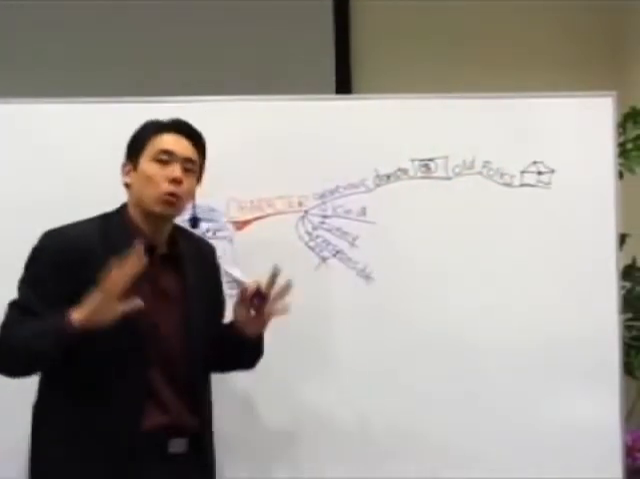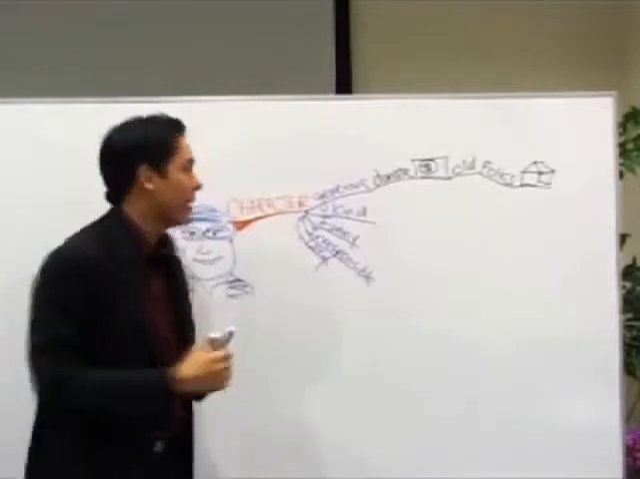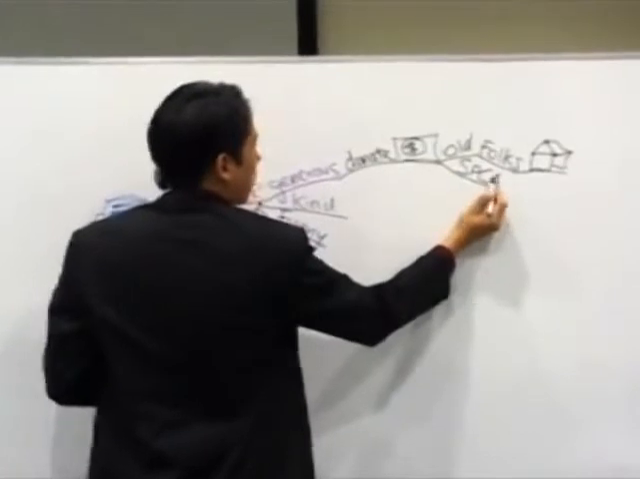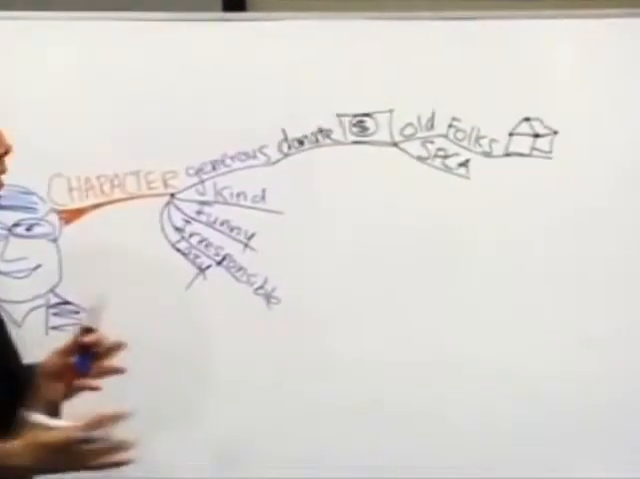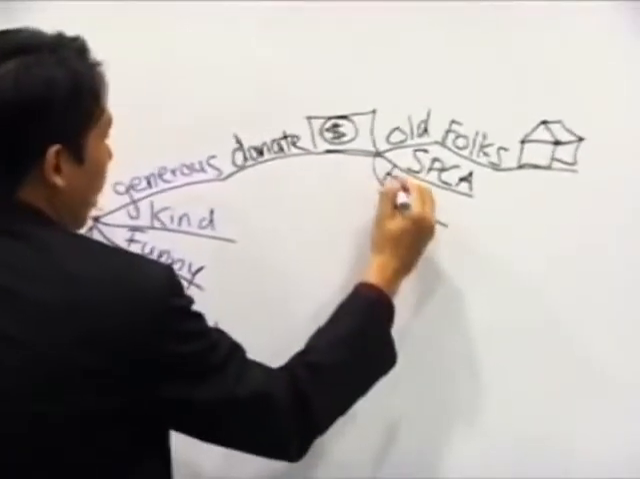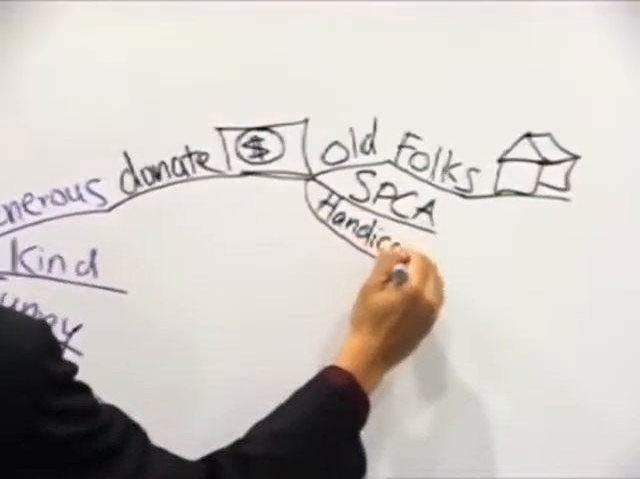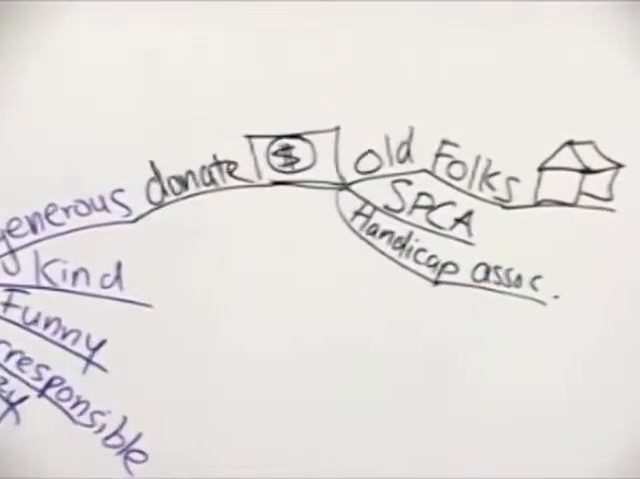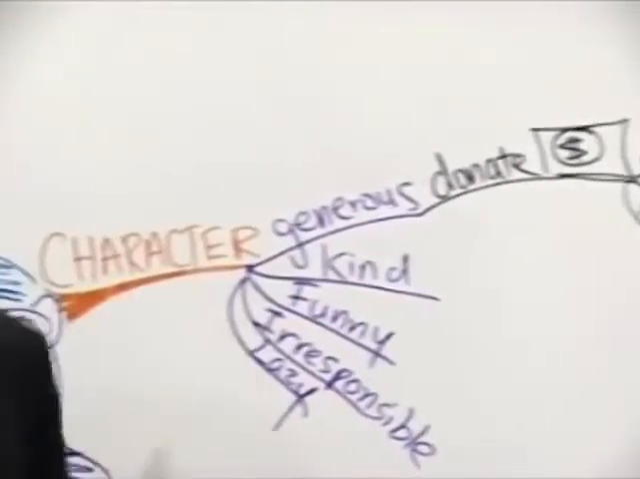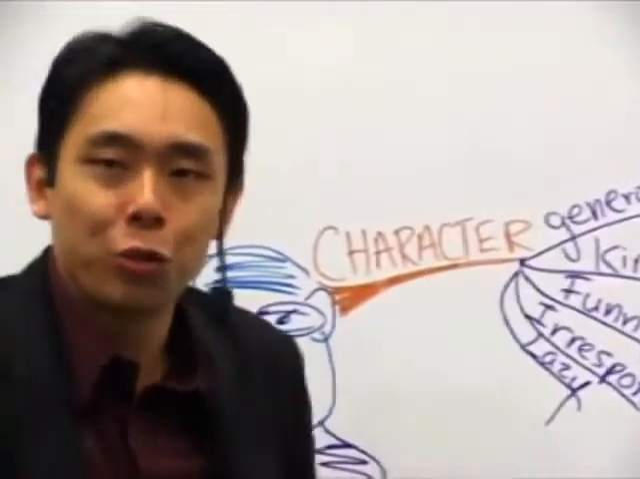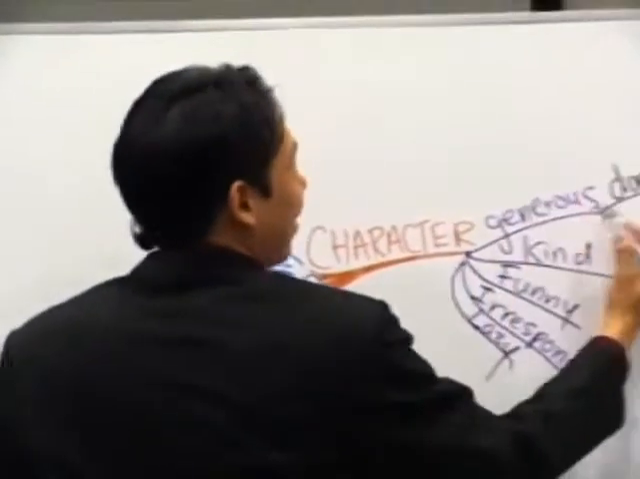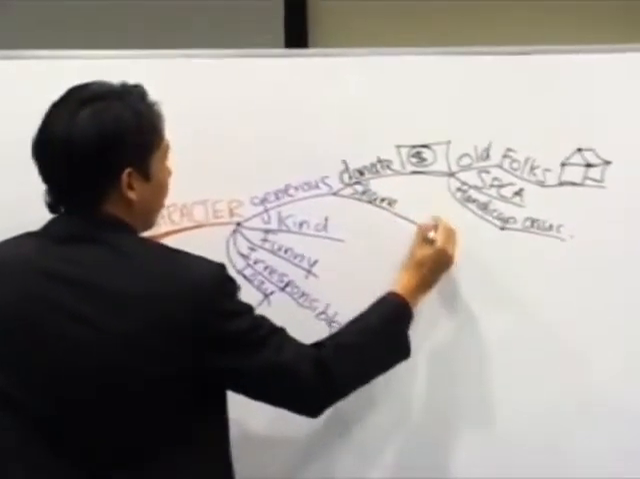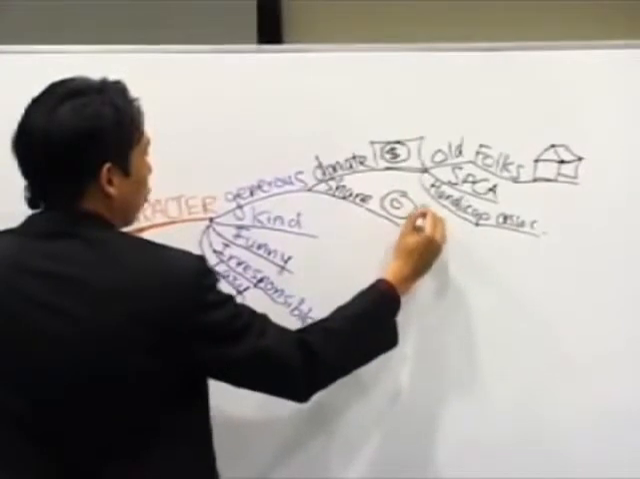Now, besides donating money to old folks home, let's say he also donates to the SPCA. So from here, can we also branch out SPCA? Yeah. Let's say he donates to the Handicap Association. So from here we can branch out Handicap Association. Alright? Now, let's look at why else is he generous? Maybe he likes to share his food with his friends, for example. So under generous, you can put on the next main point, which is share food. Again, I could draw something to represent food.